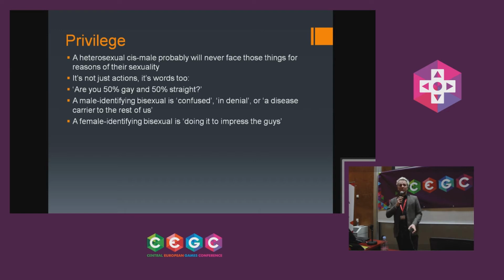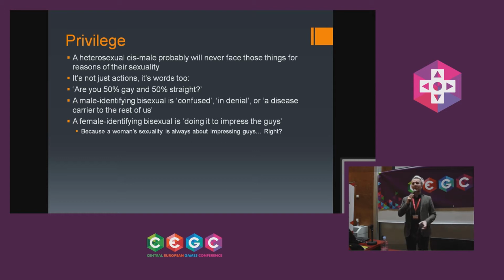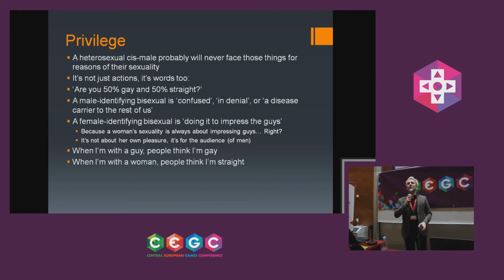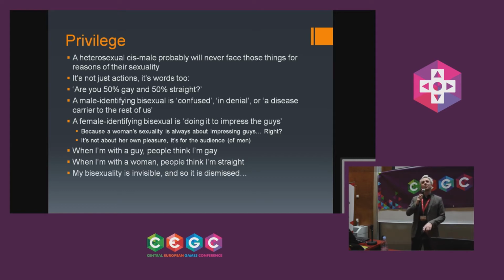A female identifying bisexual is often doing it to impress the guys, apparently, and many other things. Because a woman's sexuality is always about impressing guys, right? Yeah. It's not about our own pleasure, or it's always for an audience, and that audience is basically male. So we've got these things which happen. So when I'm with a guy, people think I'm gay, and if I'm with a woman, then people are going to think I'm straight. So my bisexuality is invisible, so it's also dismissed.